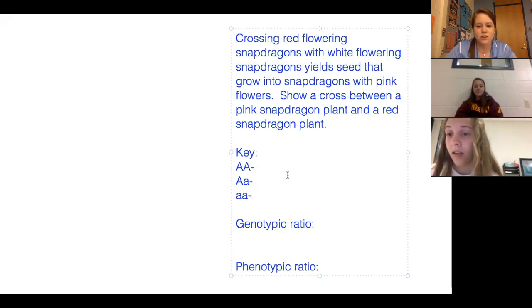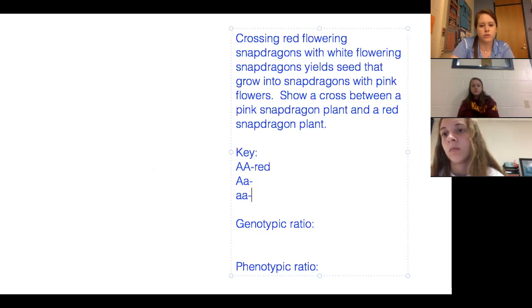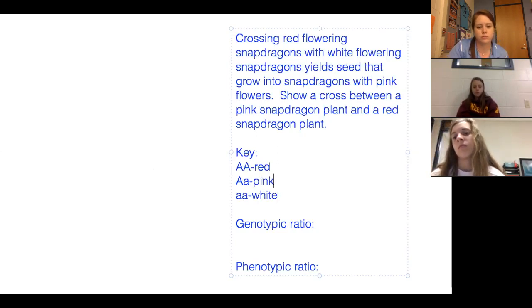Okay, so now we have to define them. We have three colors that we're dealing with, and it tells us if we take the red and the white and mix them together and mate them, we're going to make pink. So we are going to define our homozygous dominant as red, our homozygous recessive as white, and our heterozygous as pink.